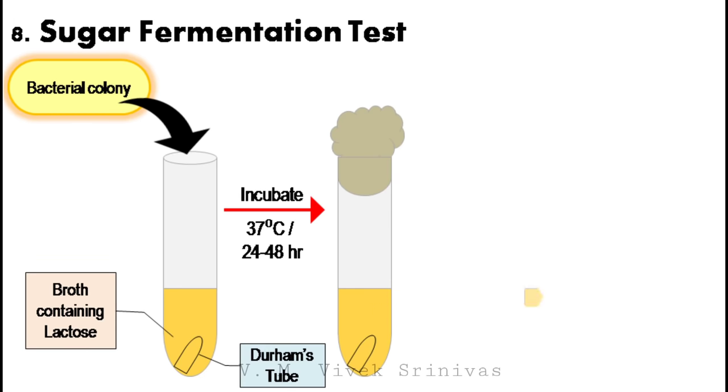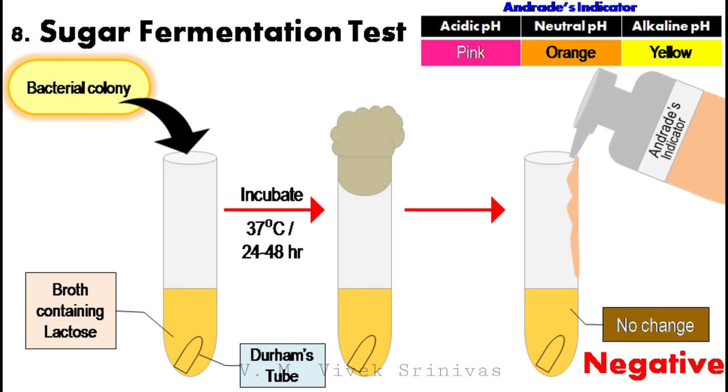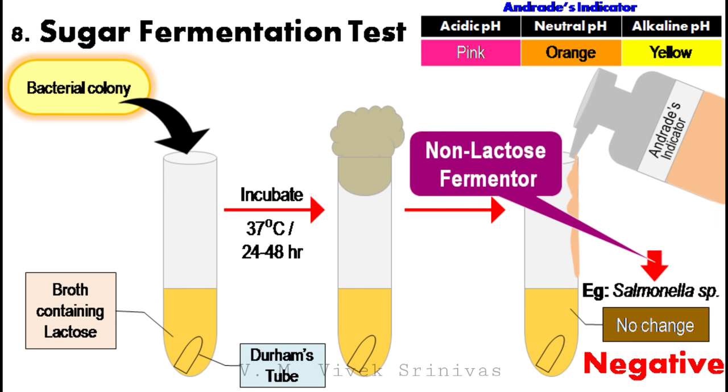In contrast, following addition of the Andrade's indicator, if there is no color change, which indicates the test is negative for the lactose fermentation. The example, the Salmonella, bacterial organism, negative for the lactose fermentation. This is the procedure for the sugar fermentation test.